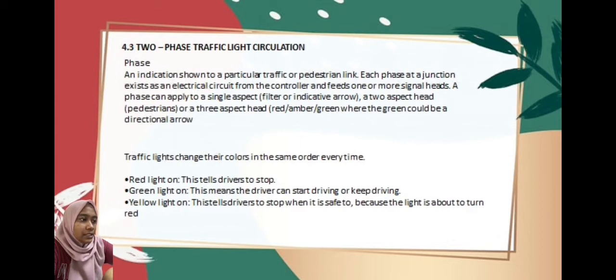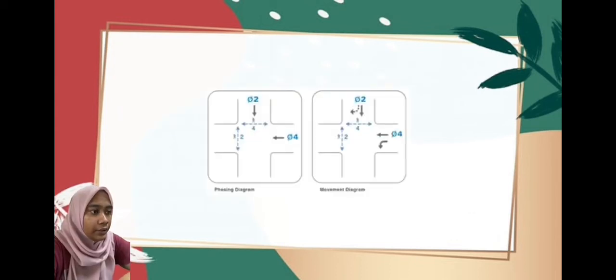Traffic lights change their color in the same order every time. Red light on, this tells drivers to stop. Green light on, this means the driver can start driving or keep driving. And lastly, yellow light on, this tells drivers to stop when it is safe to, because the light is about to turn red. There are two diagrams, which is phasing and movement diagram.